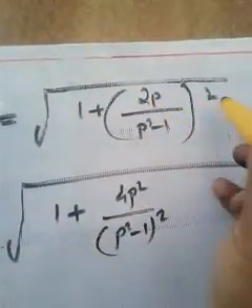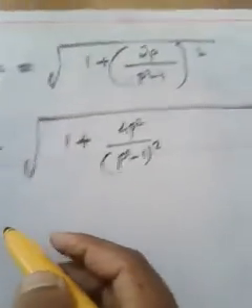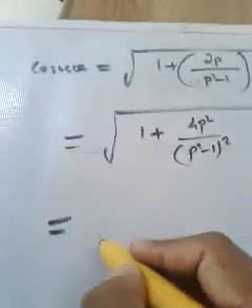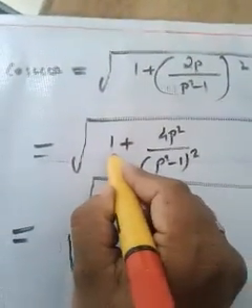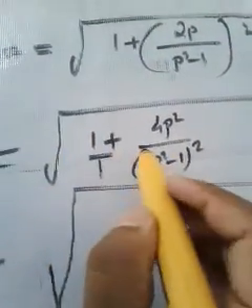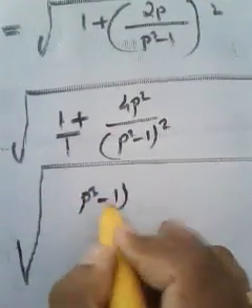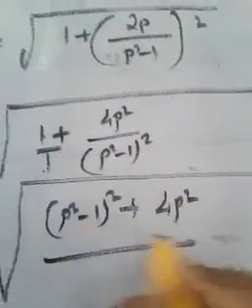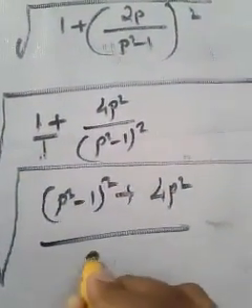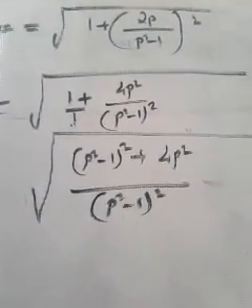Just apply square separately for numerator and denominator. Okay, so now just see, it becomes what? Under the square root, can you cross multiply? Yes, of course you can cross multiply by 1. What is 1 into p square minus 1 all square? P square minus 1 all square. Plus what is 1 into 4p square? 4p square. Divided by what is 1 into p square minus 1 all square? P square minus 1 all square. So the denominator, let it be there. I am not going to disturb that.